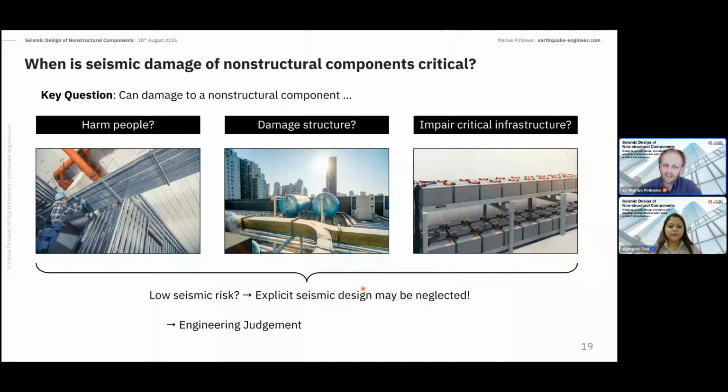For example, ASCE 7 has a lot of code exemptions, or exemptions from seismic design. There is a list, a very long paragraph. It says, for example, if you have a component which is less than 9 kilograms, then you can neglect seismic design. Such exemptions are missing, for example, in Eurocode 8. But if you have it in your seismic design code, it's of course a very, very good thing. It makes life much easier for you.